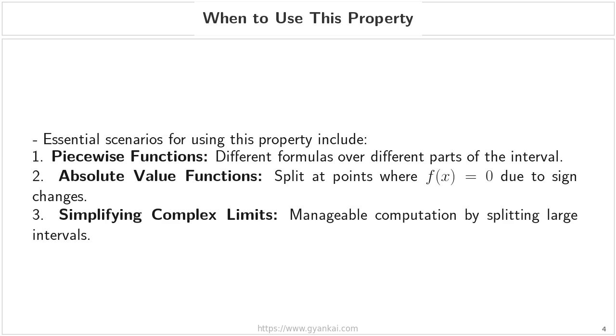Finally, we have simplifying complex limits. Sometimes, you'll encounter integrals with limits that are a bit complicated. Splitting a large interval into smaller, more manageable subintervals can make the integration process much easier. It's like breaking down a big problem into smaller, more solvable parts. So, keep these three scenarios in mind: piecewise functions, absolute value functions, and simplifying complex limits. These are the times when property P2 will really come in handy, and we'll see it in action as we work through more examples.